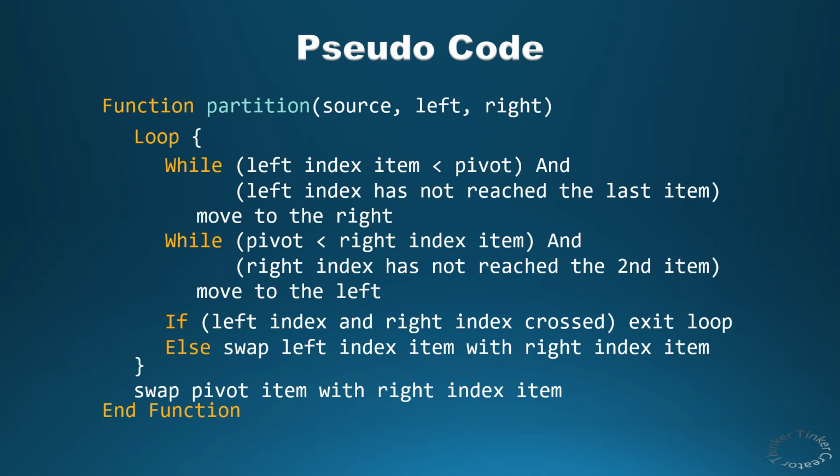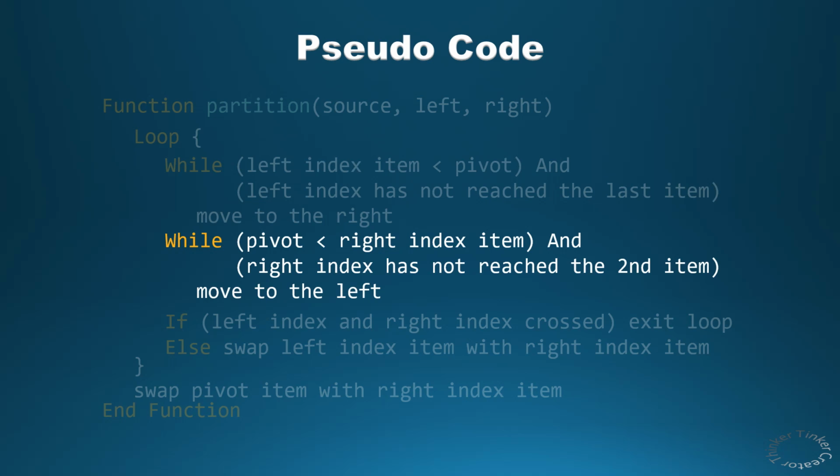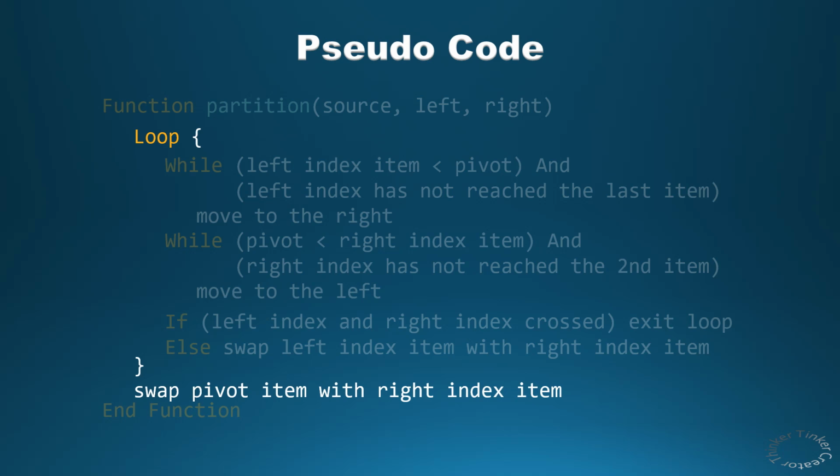Here's the pseudocode for the partition function. There are two inner loops. This moves the left index to the right, and this moves the right index to the left. When the inner loop's complete, the conditional is used to exit the loop or swap items. When the outer loop completes, the pivot item is placed in its final position.